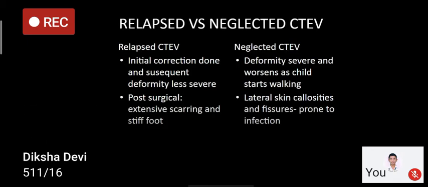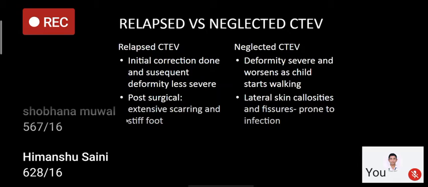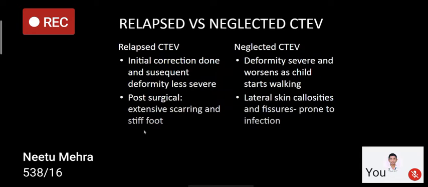Now coming to what is a relapse and what is neglected. Relapse is when initial correction was done and the subsequent deformity is less severe. Neglected deformity is severe and worsens when a child starts walking. This is neglected, they have not taken any treatment. And this is usually in post-surgical patients, extensive scarring and stiff foot. And in neglected, you find skin callosities and fissures on the outer and lateral aspect of the foot.